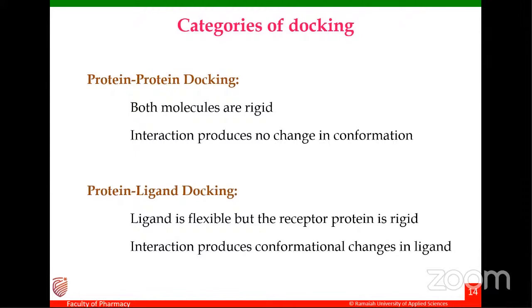Now protein-ligand docking. Many researchers are working on protein-ligand docking only. If you take any small molecule from small chemical libraries, any type of chemical drug, those drugs that try to bind with a particular protein fall in the category of protein-ligand docking. The ligand is flexible because it has a 3D structure and shape, and its substituents and functional groups have rotatable bonds that can rotate. The interaction produces conformational changes in the ligand. So these are the two categories into which we can categorize the types of docking.